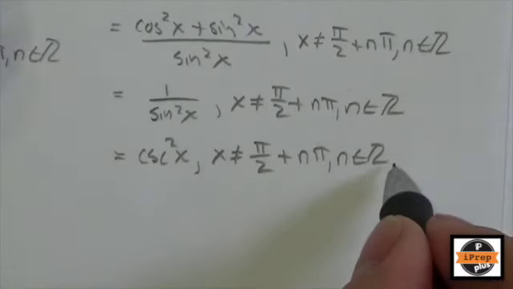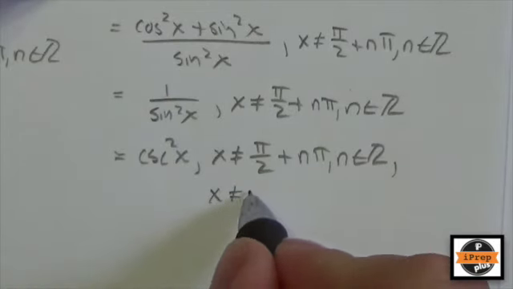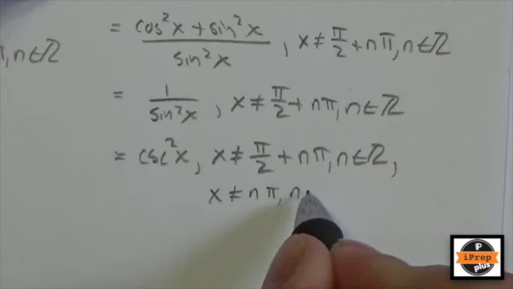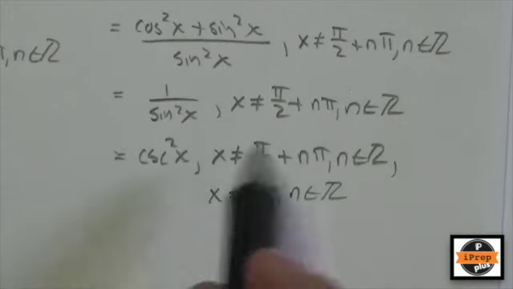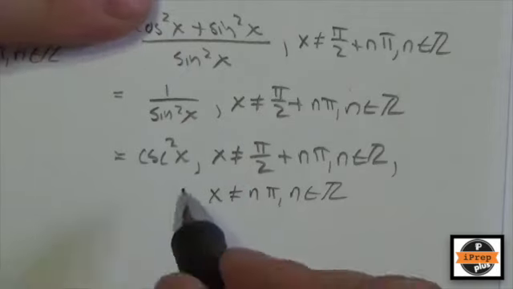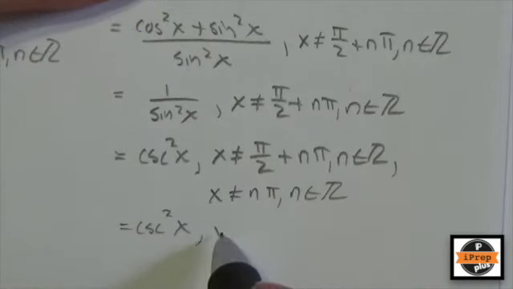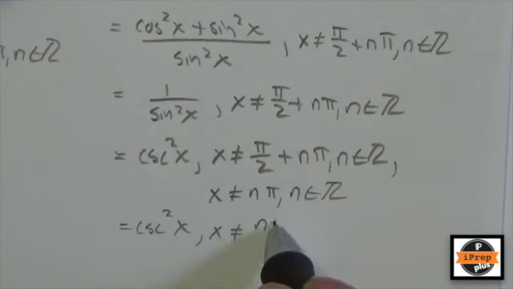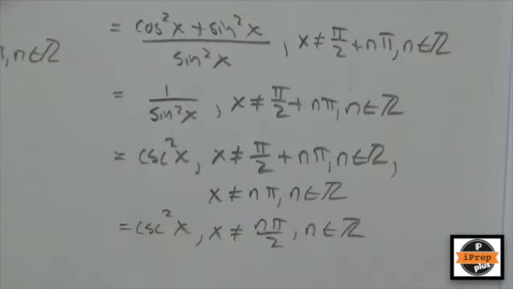And you really should, at this point, also say, okay, this is also true as long as x does not equal multiples of pi, where n is an element of the integers, because multiples of pi is going to be where sine goes to 0. And so there's your two restrictions here. And actually, we saw before that another way of doing this would be to say that this is equal to the cosecant where x cannot equal multiples of pi over 2. And that actually covers both of those restrictions together.